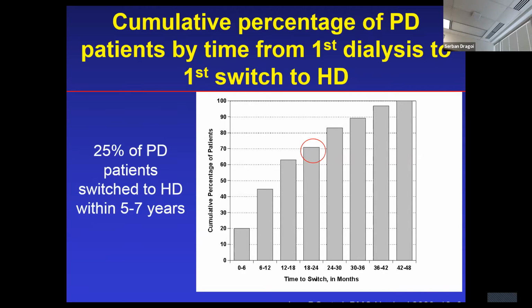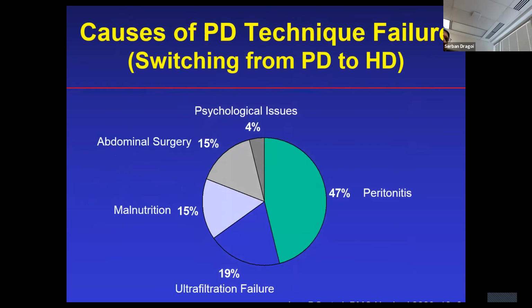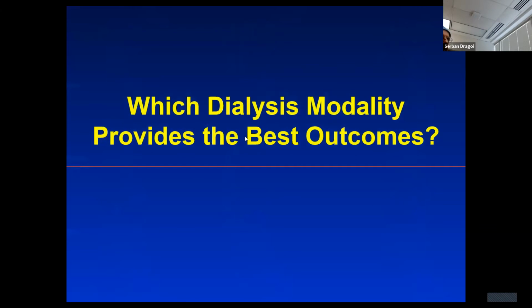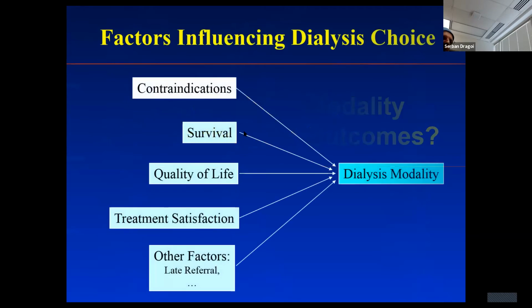A bigger proportion got transplanted, which is great for them. And then the remaining go to HD. The reasons for this switch to HD, let's start with the more common: peritonitis, then ultrafiltration failure, malnutrition, abdominal surgery that precludes further use, ventral hernia, an unrepairable ventral hernia for example, and psychological issues that make patients not be a candidate.